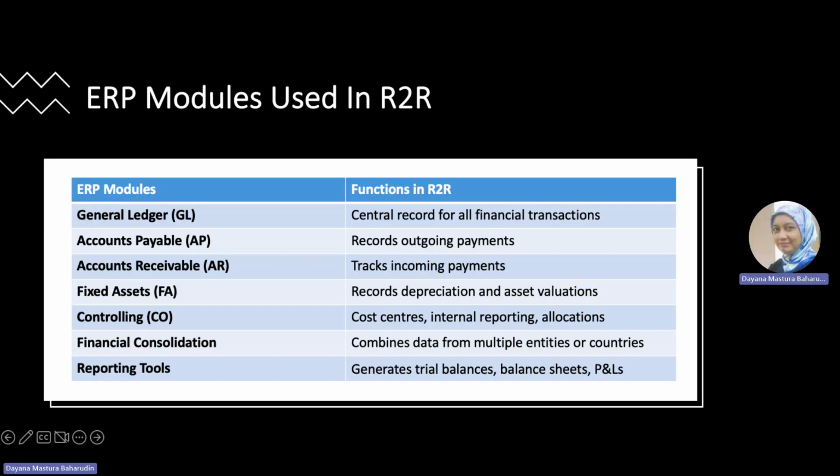Okay, we'll have a look at the ERP modules used in R2R. So if you're working in R2R and you're using the ERP system, SAP and all that, you have to look at the general ledger, accounts payable, account receivable, fixed asset, controlling, financial consolidation and reporting tools.